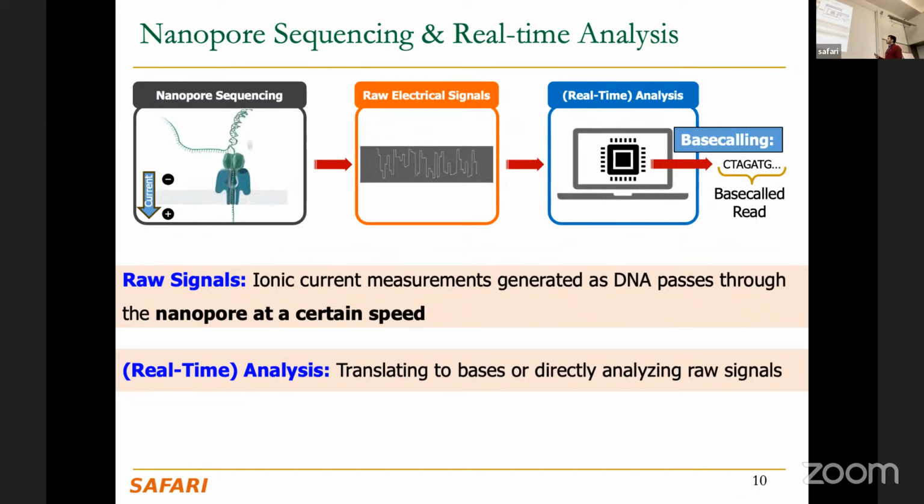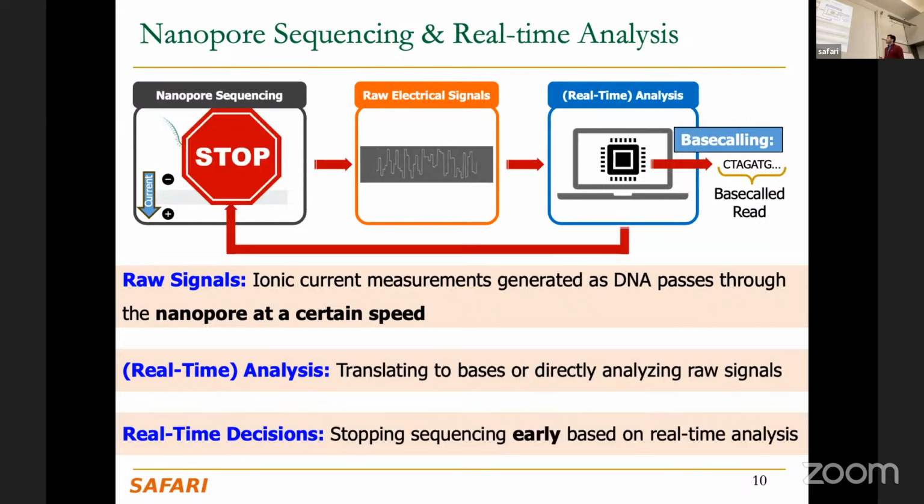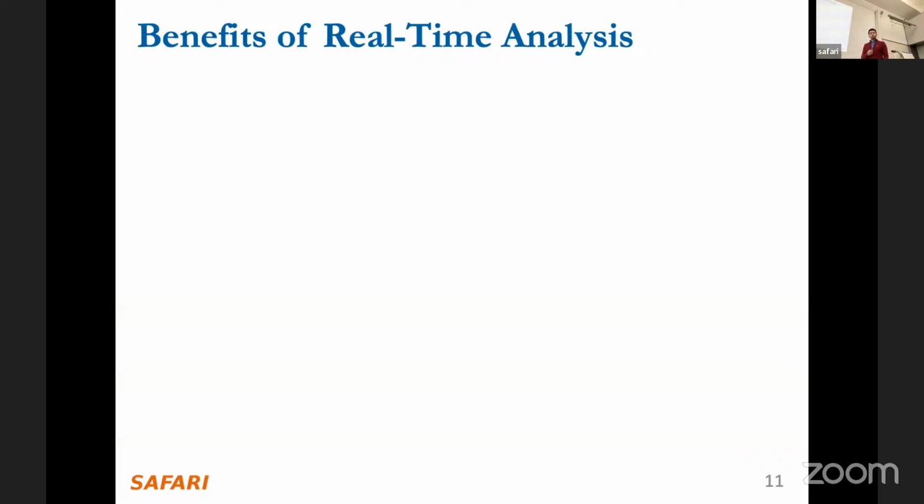The analysis can be that you translate these signals into ATGCs quickly, and then you do your usual analysis, like in read mapping that we showed earlier, or perhaps you don't translate these electrical signals, but still perform analysis. In either case, based on your analysis, you can tell the sequencer, for example, to stop sequencing a read at any point if sequencing that read is no longer needed, maybe because it is unnecessary. And this is pretty useful for two reasons.